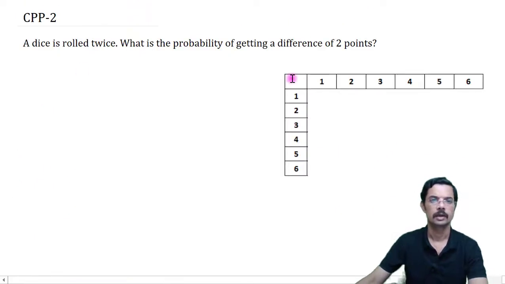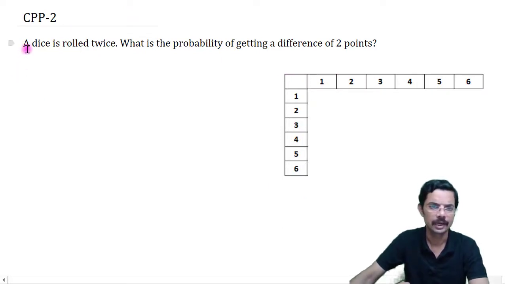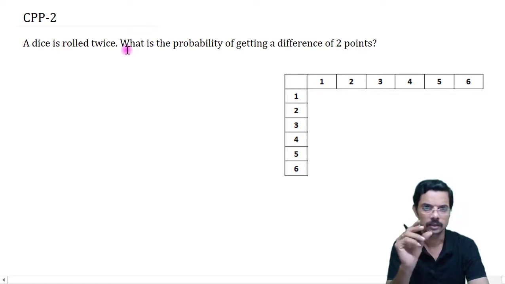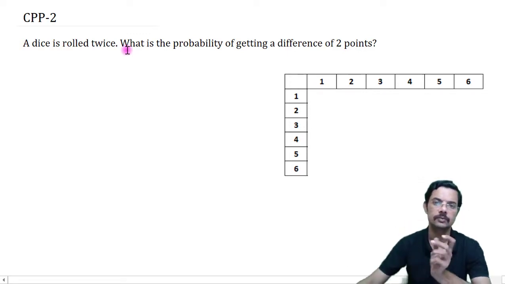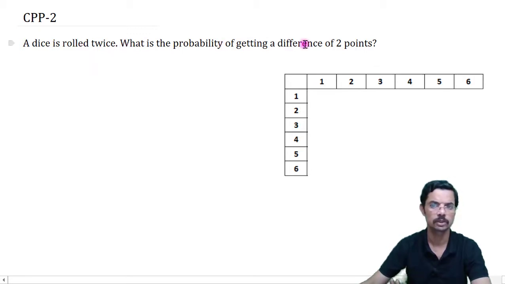In the next question, a die is rolled twice. We know what is a die. A die is a 6-faced cube, so it has numbers 1 to 6 on it. A die is rolled twice. What is the probability of getting a difference of 2 points?